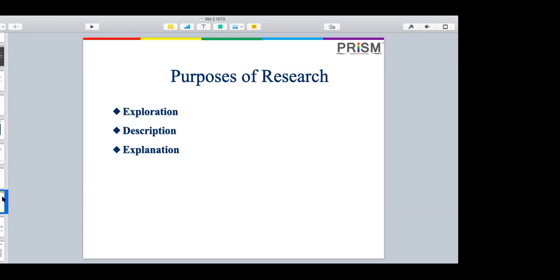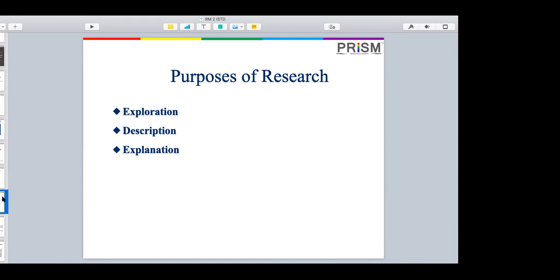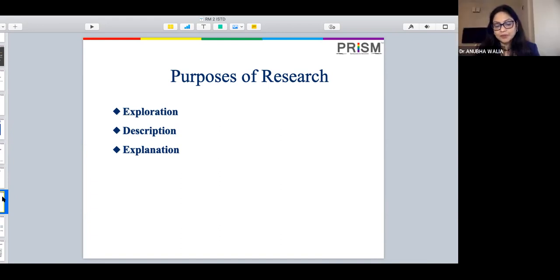Ma'am, we try to understand whether it is a researchable problem or a non-researchable problem? That's what we do. Yes, it's just that this is the first step where we just explore and get to know the nitty-gritty and the sensitivity of the subject. Right. Thank you. Pleasure. The second one is descriptive.